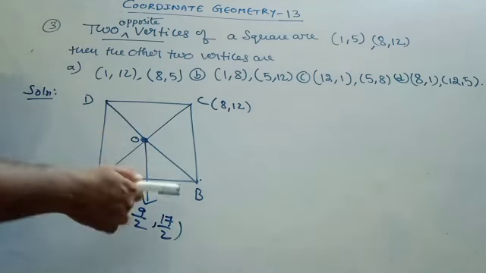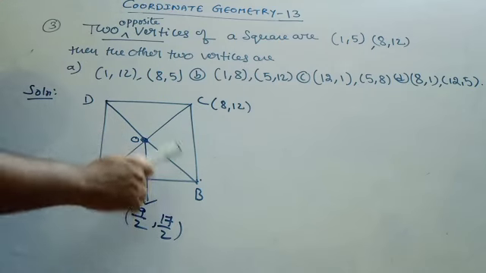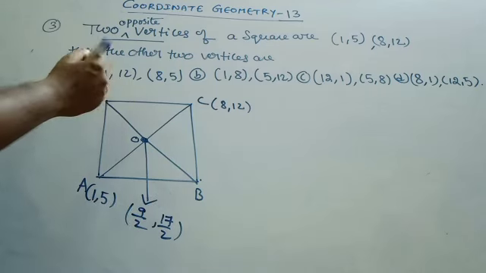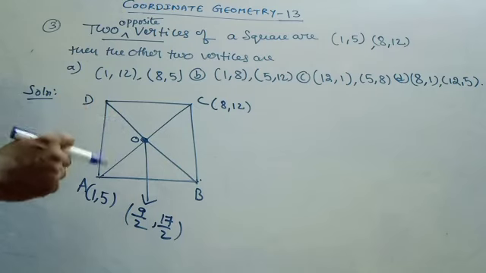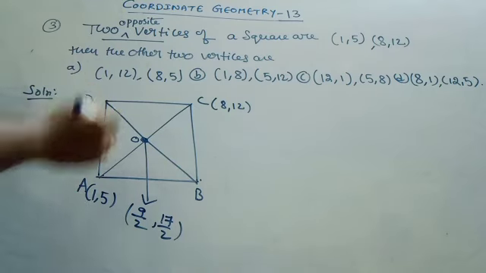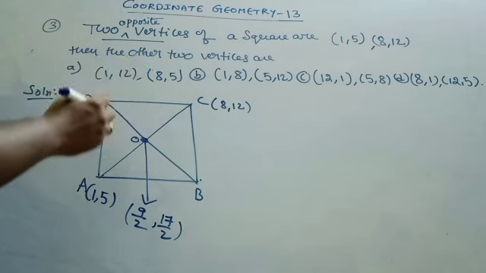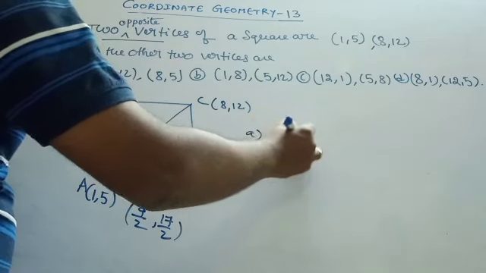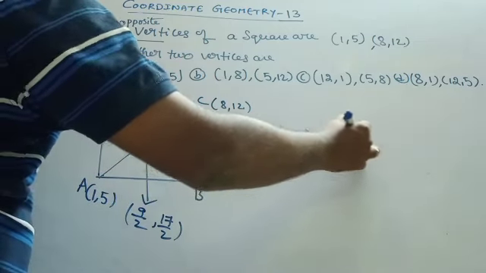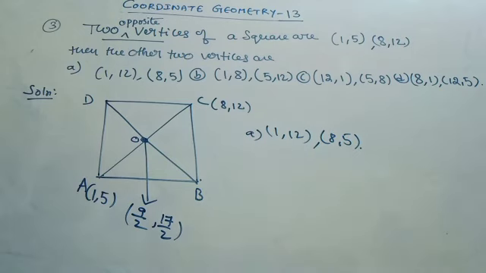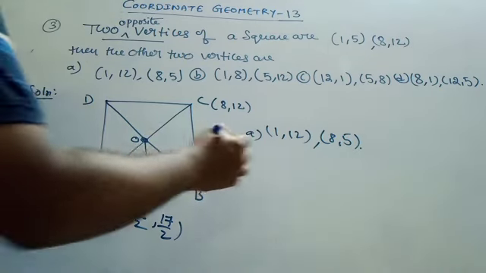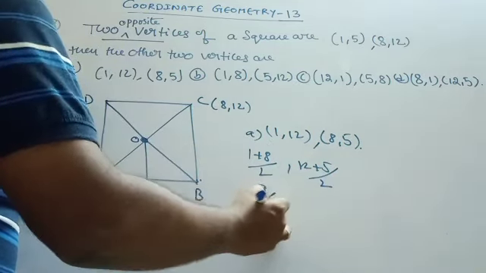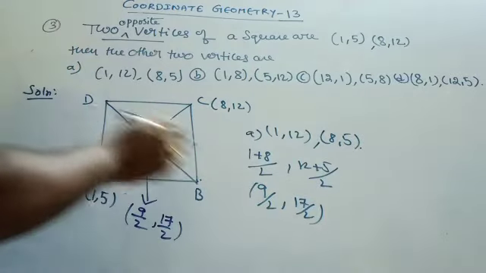Now B and D vertices are such that their midpoint is also supposed to be 9 by 2, 17 by 2. Now take these two vertices: 1 plus 8 by 2, that is 9 by 2, and 12 plus 5 by 2. Now take vertex A, where they have given (1, 12) and (8, 5). Its midpoint is 1 plus 8 by 2 and 12 plus 5 by 2, that is 9 by 2, 17 by 2. Wonderful. It has the same midpoint.